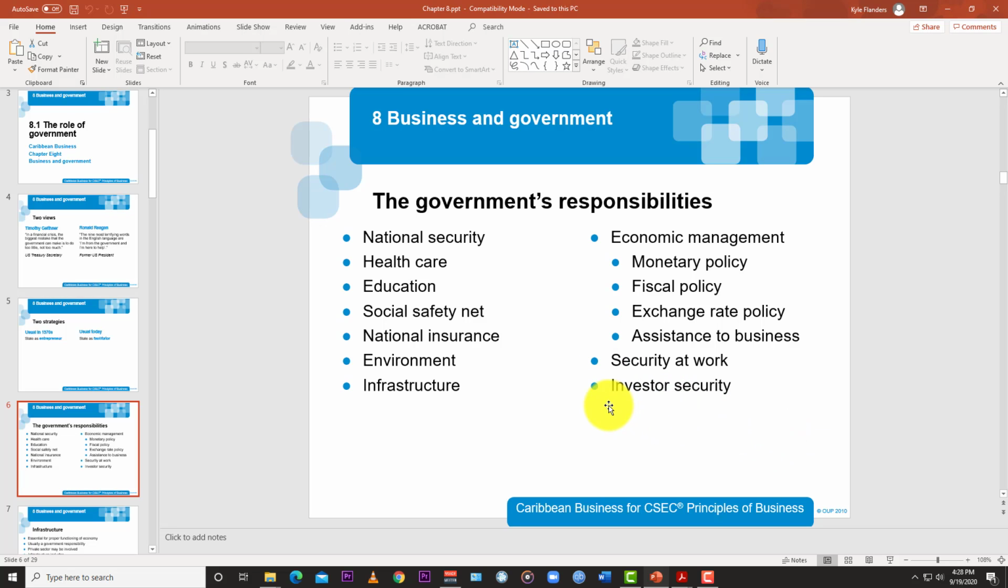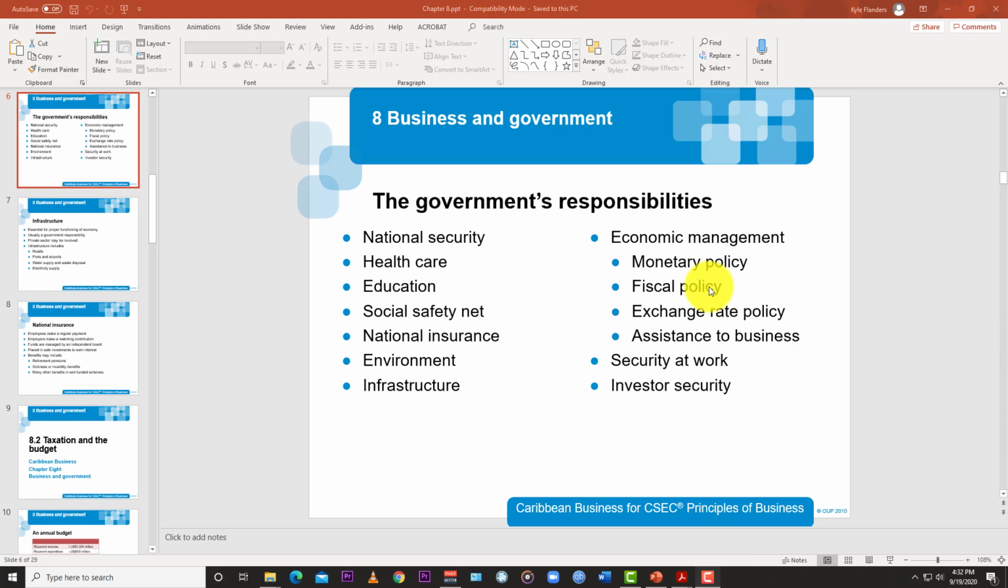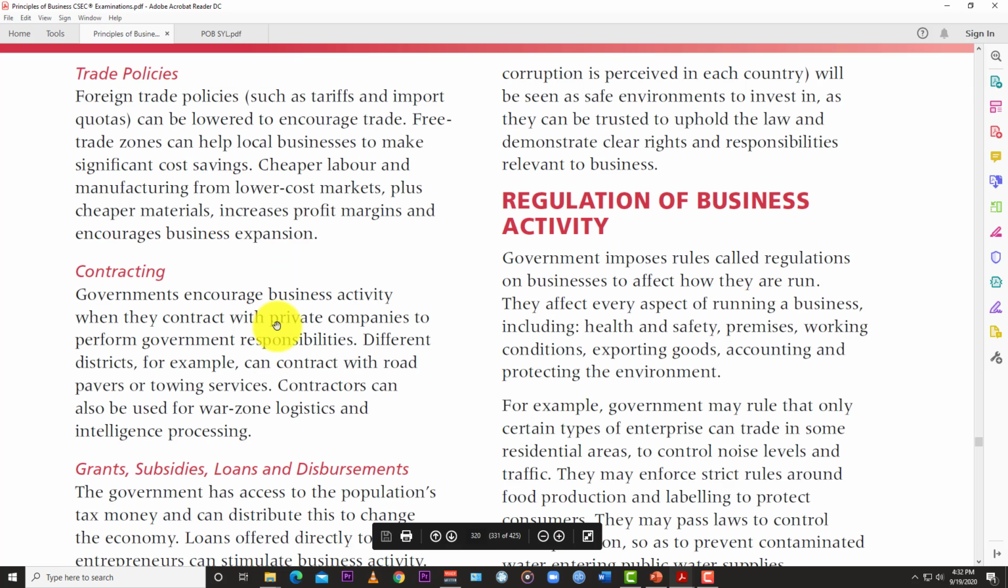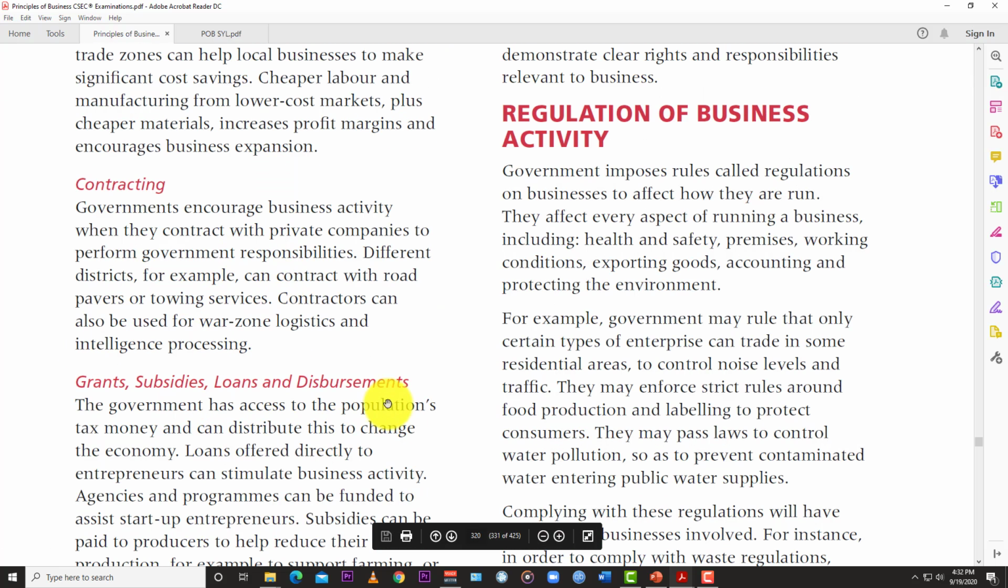Then you have security at work and investor security. All right, so those are the major responsibilities of the government. But before we finish, let me expound a little further on the economic management as it relates to the government's responsibility. So we see here we have monetary policy, fiscal policy, exchange rate policy, assistance to businesses. We already covered assistance to businesses. That's the part where we looked at the subsidies, the grants, the soft loans, the disbursement, those kinds of things. That's where we look at those things, right? So that's here, the grants, subsidies, loans, and disbursements.